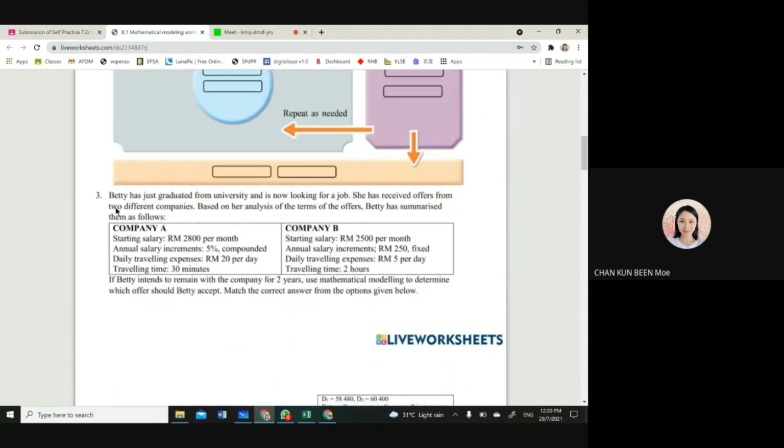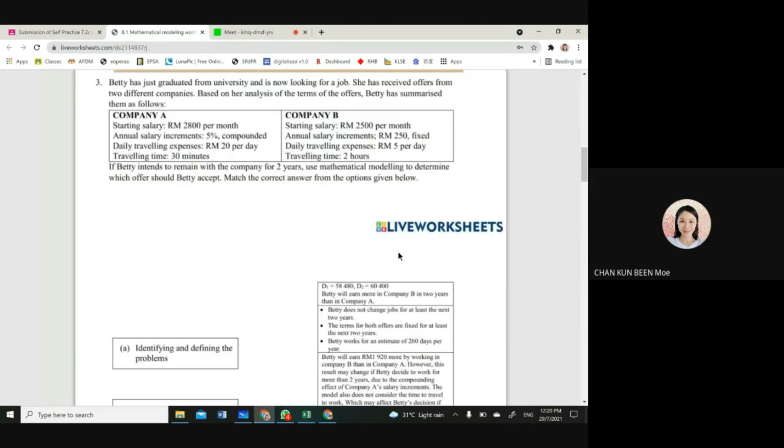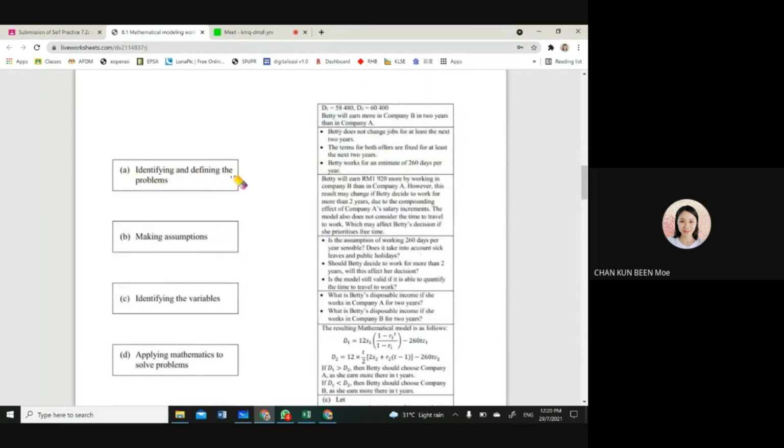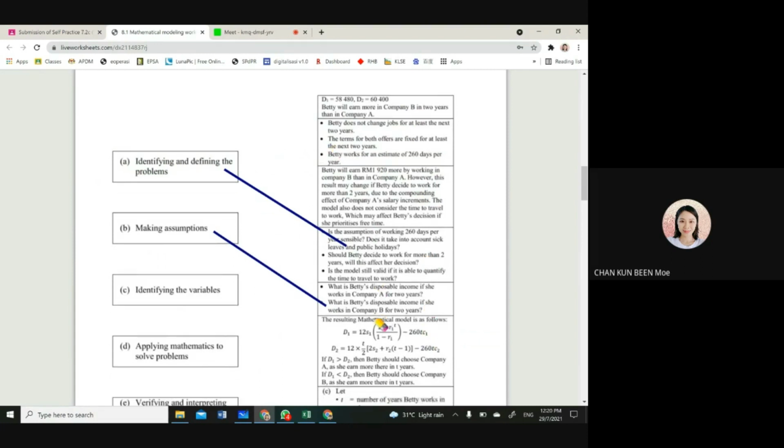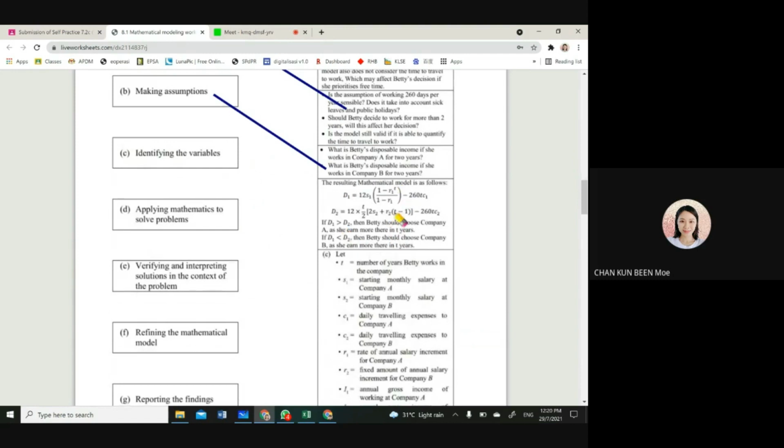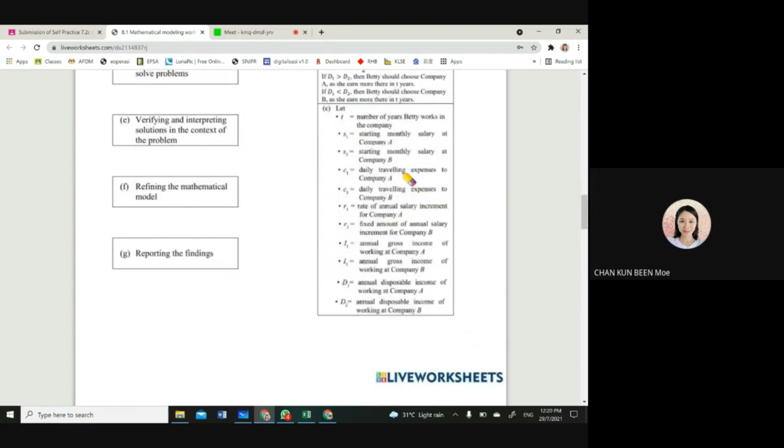Then question number 3, you are given a situation. I want you to do the matching. It's like primary school work. You just need to find out from the first component, identifying and defining the problem, which condition over here is identifying and defining the problem, and so on. Which one is come up with a mathematical model? Which one is make assumptions and identify the variables? So you have to find out.